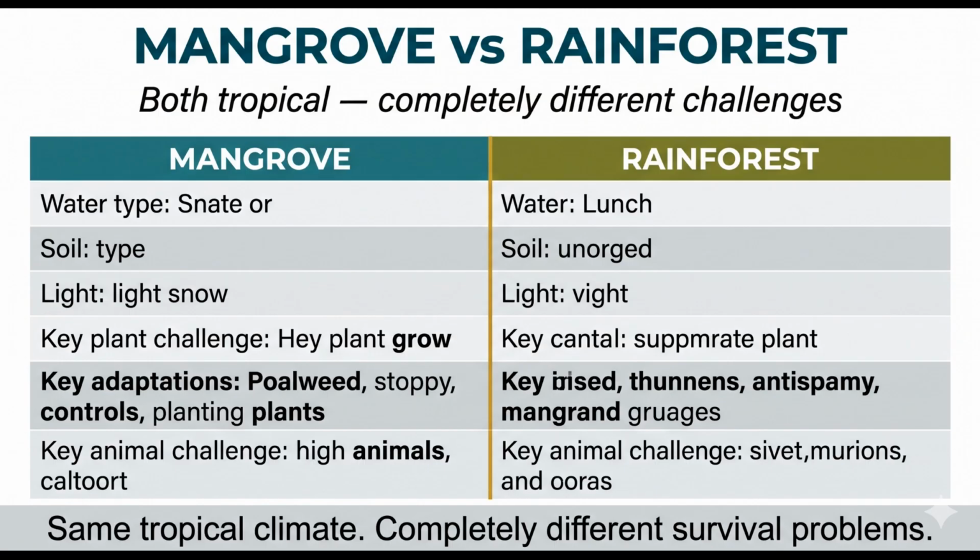The animals face similar contrasts. Rainforest animals deal with a dense, multi-layered forest. They need to navigate vertically, camouflage, or occupy narrow niches. Mangrove animals deal with alternating submersion and exposure. They need to be amphibious or to partition feeding niches.